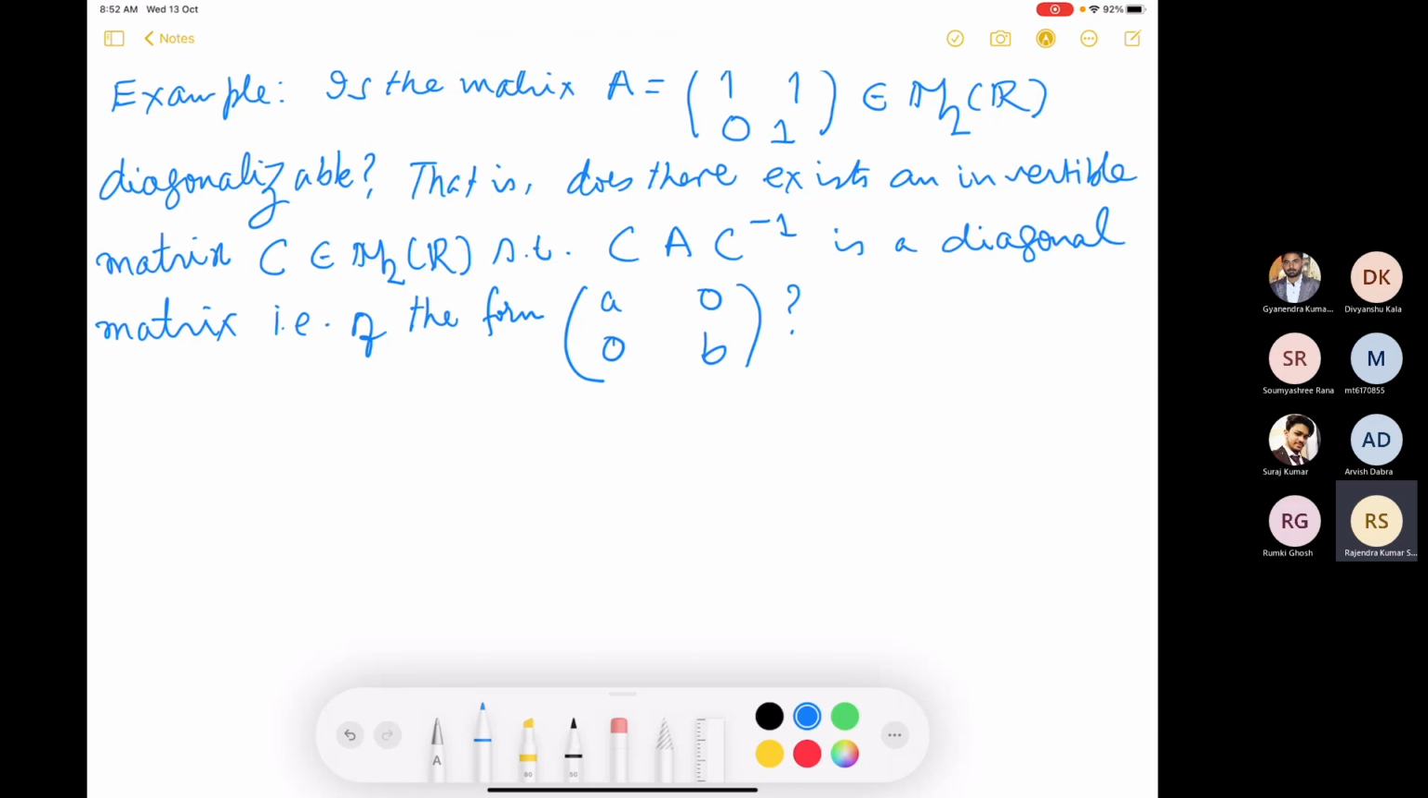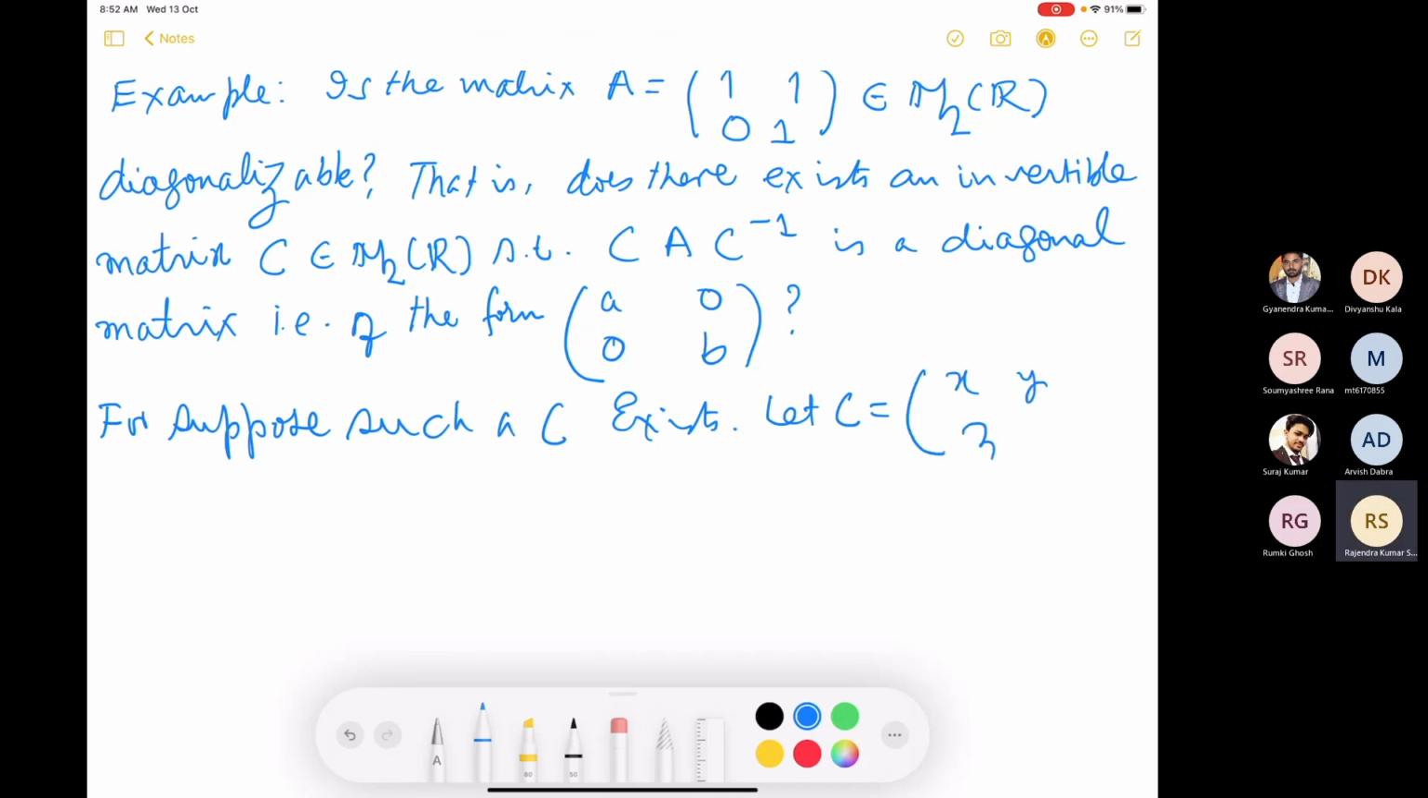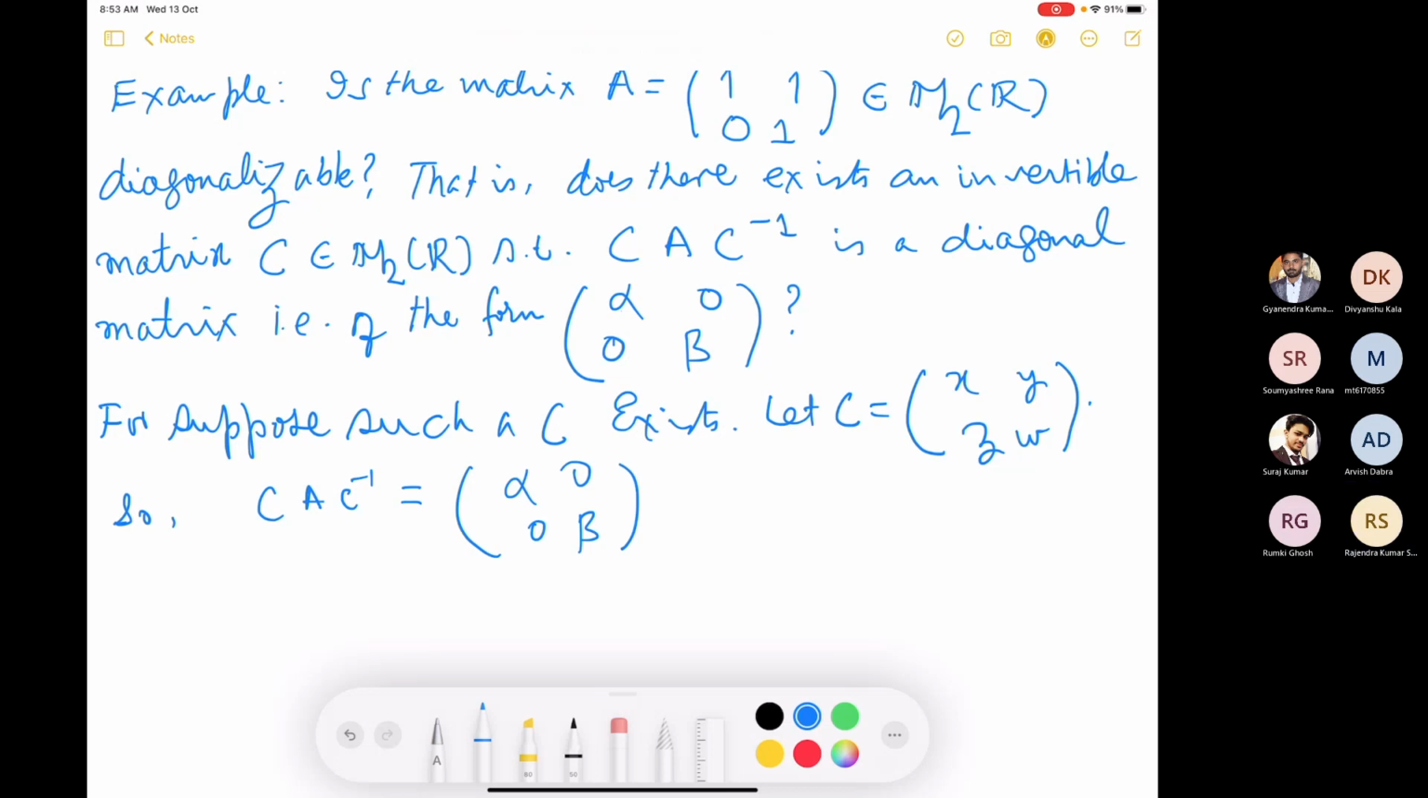This is the question. So one simple thing is that you can assume that suppose such a C exists. And we can take this C to be x, y, z, and w. So what we have here is that C A C inverse is, let us take, of the form, instead of a and b, let me take alpha and beta, alpha 0, 0 beta. So this is the case.